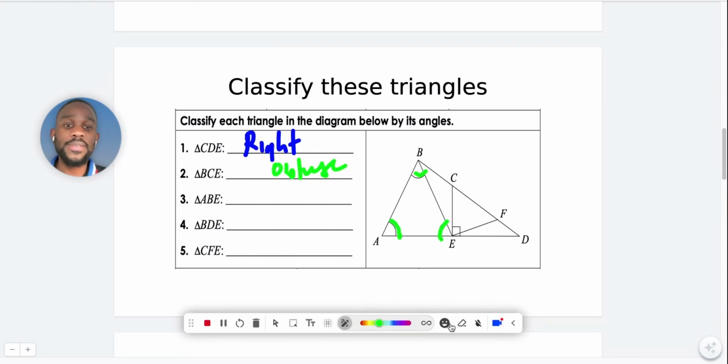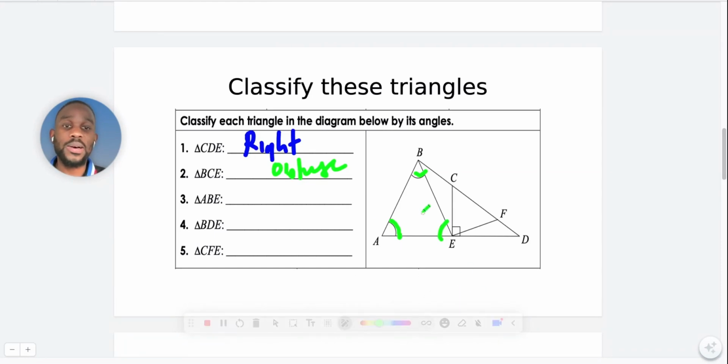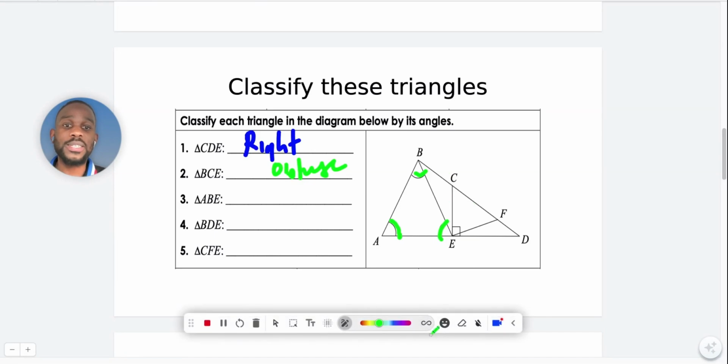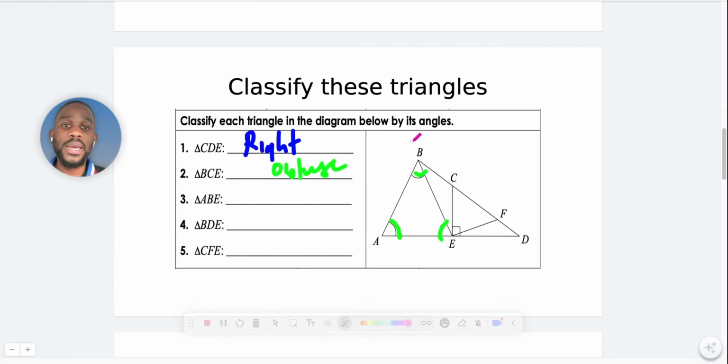Let's move on to classify. If you didn't watch my first video, the introduction to classifying triangles, please watch that before. What about if they give us triangle BDE? So we're starting at B, we go to D, and we go to E right there. So that triangle right there. You see, this is 90 degrees and this is greater than 90 degrees. So that would be an obtuse triangle.